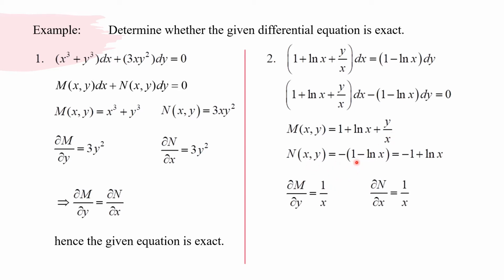For the function N, to find del N del x, we are considering x as the variable and y as a constant. Okay, so when you differentiate negative 1 with respect to x, the answer will be 0 because this is just a constant. And when you differentiate ln x with respect to x, the answer is simply 1 over x. So it seems that del M del y is equal to del N del x. Both are equal to 1 over x. And therefore you conclude that this given equation is an exact equation.